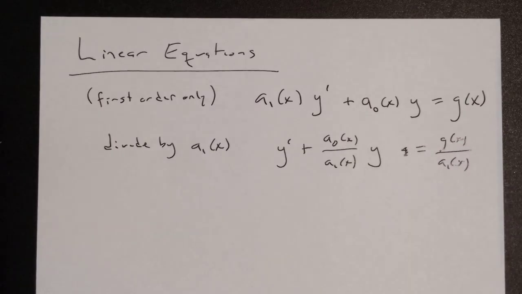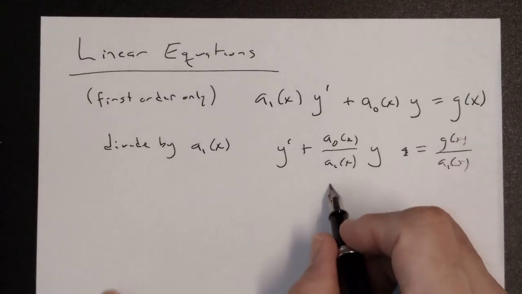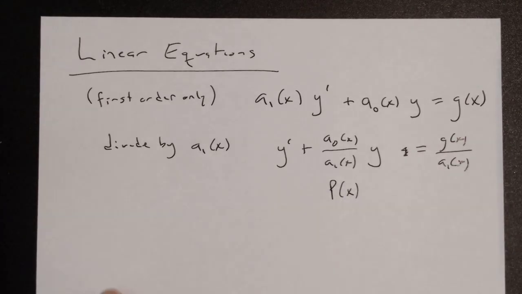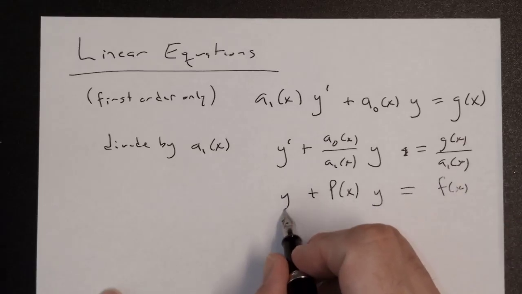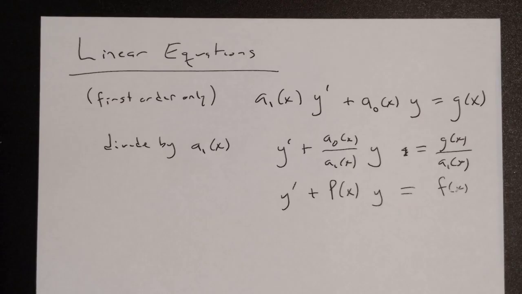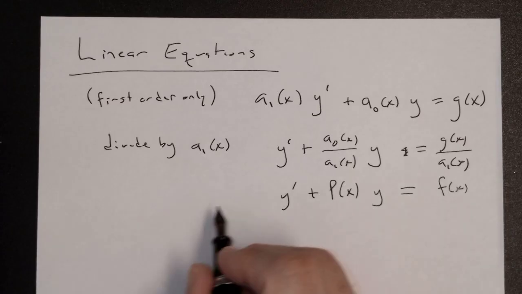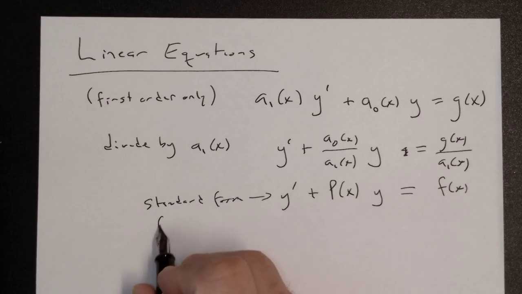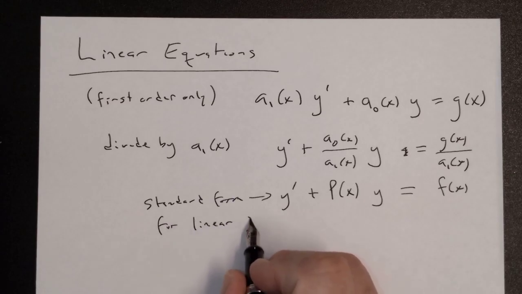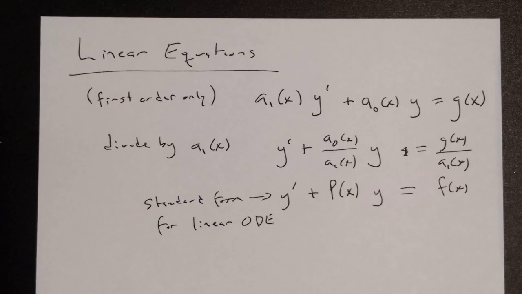I'm going to rename those two functions. Let's call this one p of x, and we'll call this one f of x. This is usually called the standard form, because the highest derivative is isolated. If it's not just first order, but second order, third order, whatever, if I get the highest derivative isolated, that's our standard form.